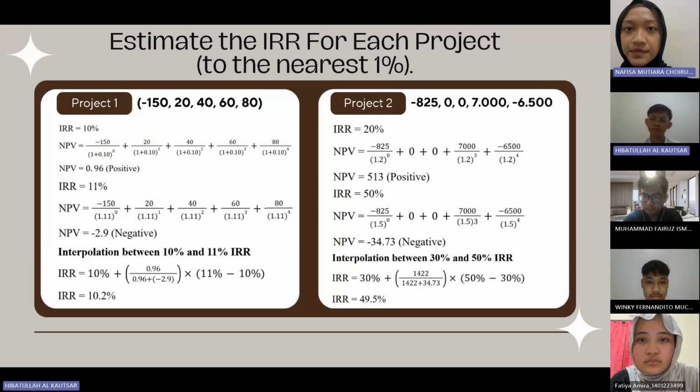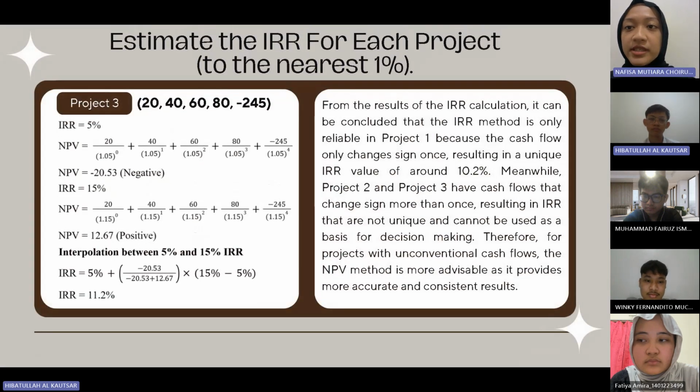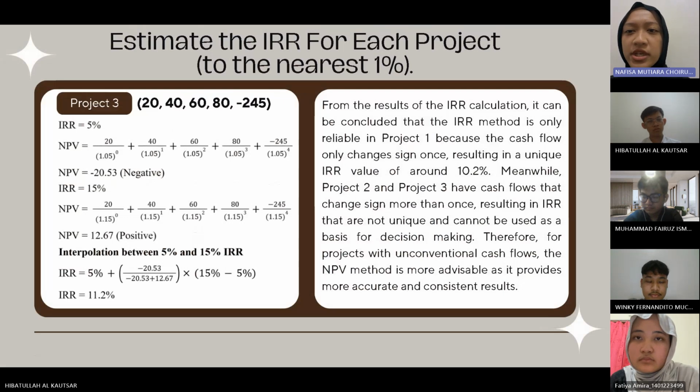but since the sign changed more than once, the IRR is not unique. Project 3, the cash flow starts positive and then negative at the end, also resulting in an IRR of 11.2%, which cannot be used as a decision basis because it's not unique. In conclusion, IRR is only reliable if the cash flow changes sign once. For projects with unconventional cash flow patterns, NPV is more recommended as the results are more stable and accurate.